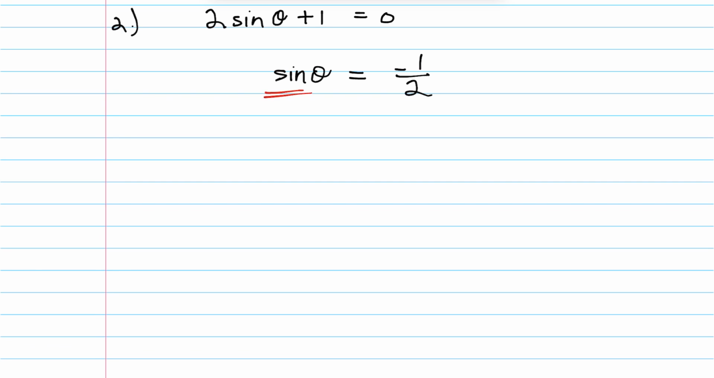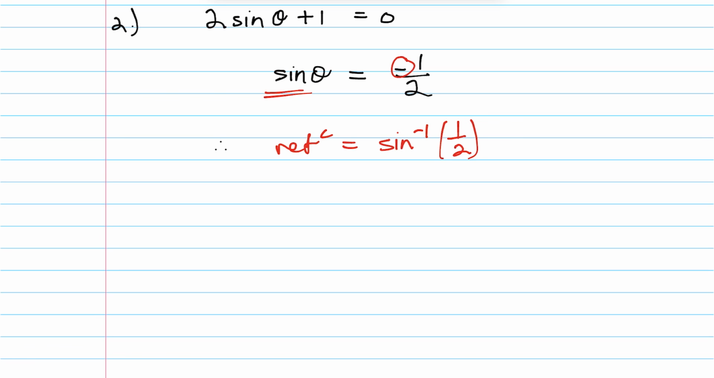To get rid of the sine theta, I'm again going to find the inverse. For the reference angle, we have to take the inverse of sine. But notice this time, I'm not going to include the negative sign. Don't include the sign. Just put the ratio there, which is 1/2.